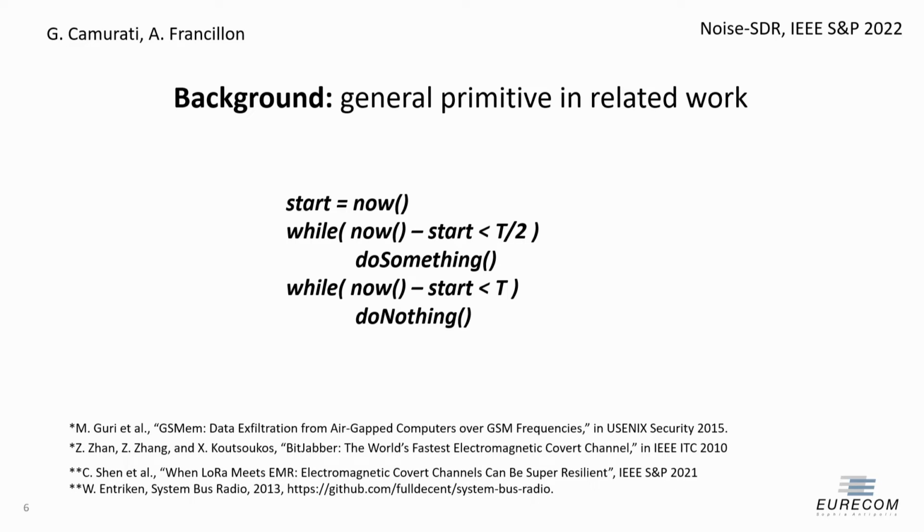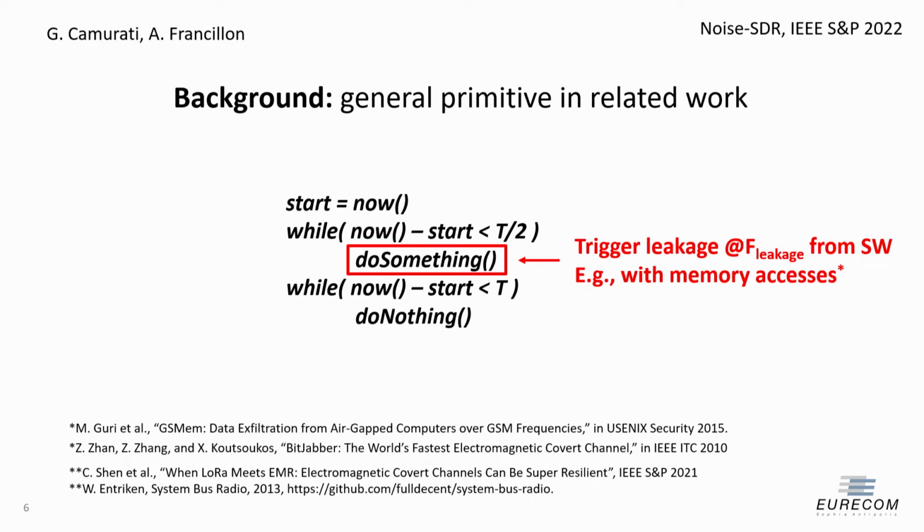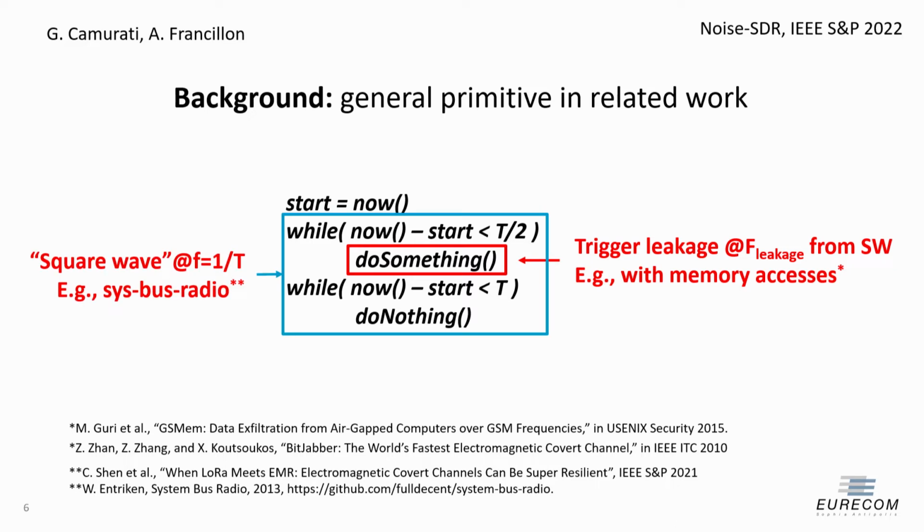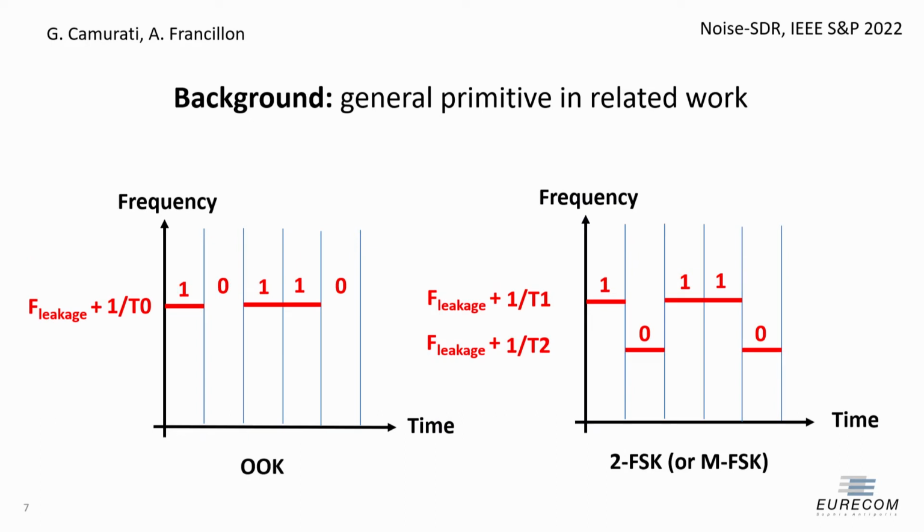So the idea is that there is an operation that can trigger the emission of leakage at a certain frequency, F leakage. And if we repeat this operation over and over in a loop, half of the period on, half of the period off, then we basically cross-modulate a square wave on top of the natural leakage. If the attacker turns this on and off, then we have on-off keying. But we can also change the period of the loop, and then we can implement frequency shift keying, which can be binary, or there could be multiple values, or you could even approximate a chirp or more complex signals.